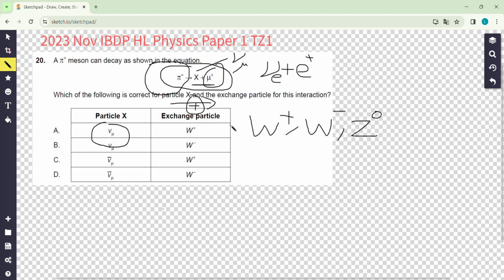So the exchange particle must carry this positive charge to the right hand side. So the exchange particle is W plus, and the other is A.